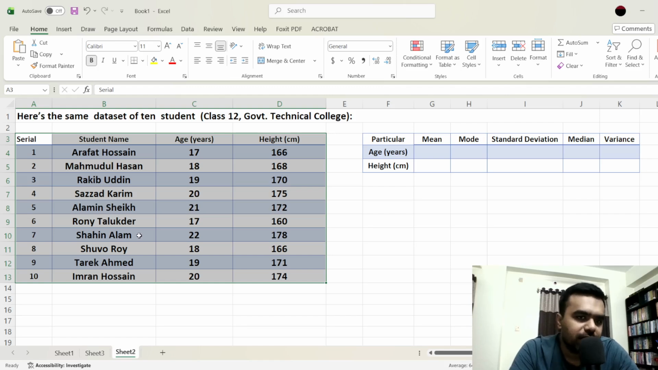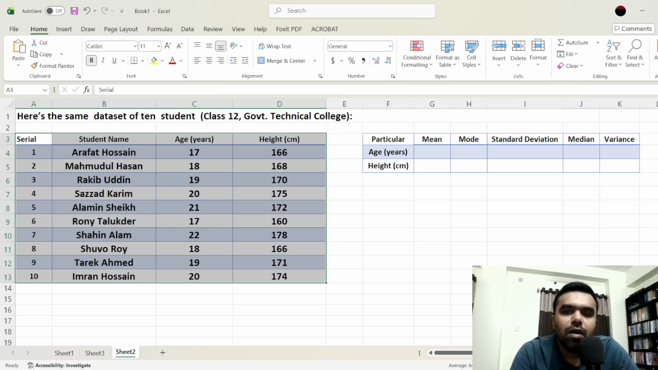In the third column, we can see their age is mentioned. Arafat Hussain is 17 years old, Mahmudul Hassan is 18, and Imran Hussain is 20 years old. And in the fourth column, their corresponding heights are mentioned in centimeters. For example, Arafat Hussain, who is 17 years old, is 166 centimeters tall.